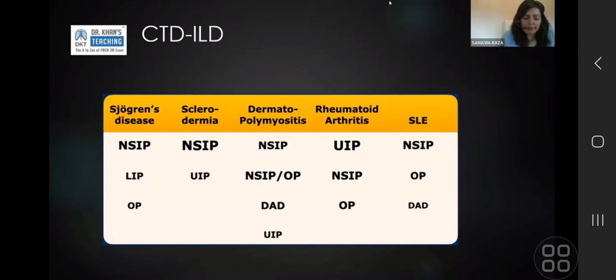Moving on to connective tissue ILD. So connective tissue, or CTD ILD, is a term reserved for interstitial abnormalities in patients that have known connective tissue diseases. The connective tissue diseases you get asked about in the exam are these five: SLE, RA, scleroderma, Sjögren's, and there is a lot of overlap.